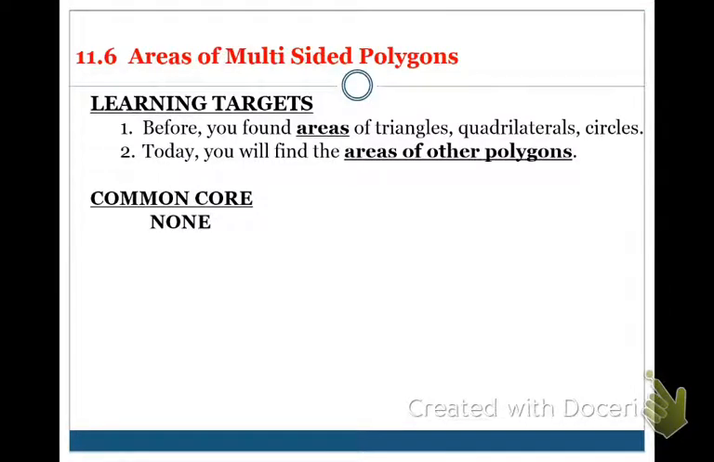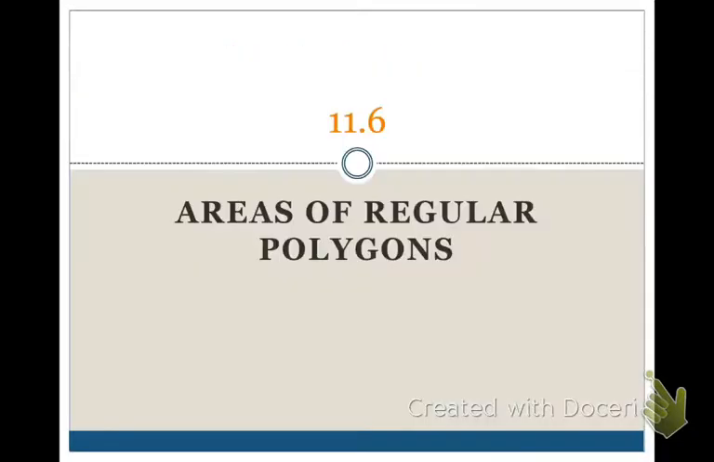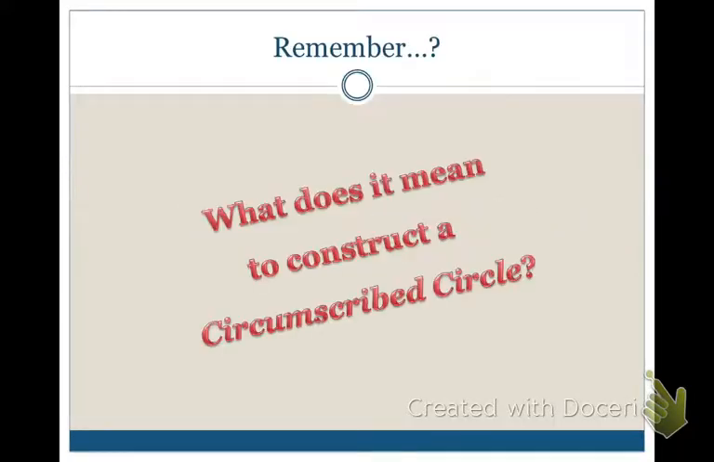All right, so we're going to do one section today, 11.6, areas of multi-sided polygons. Before we find areas of triangles, quadrilaterals, and circles, today you will find areas of other polygons. Areas of regular polygons. What does it mean to construct a circumscribed circle?